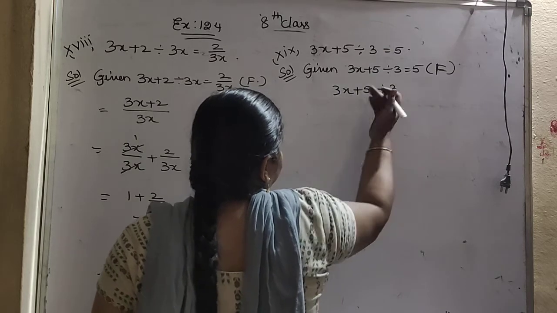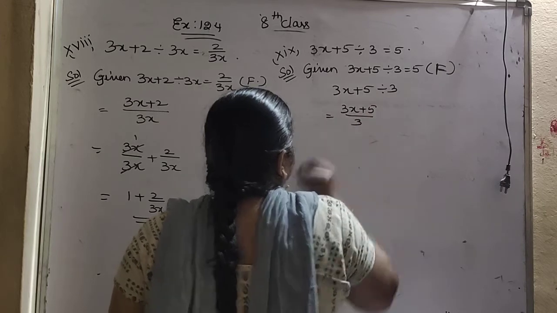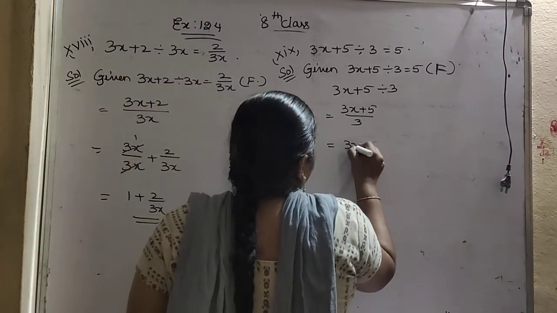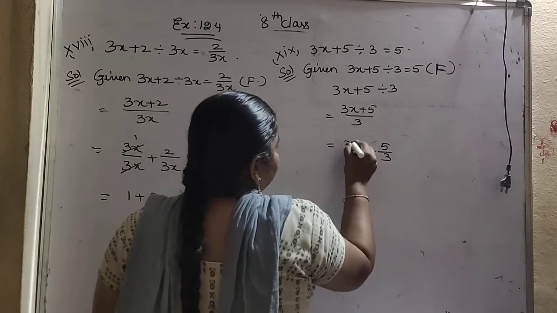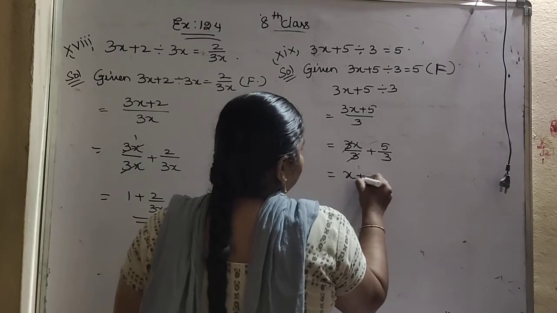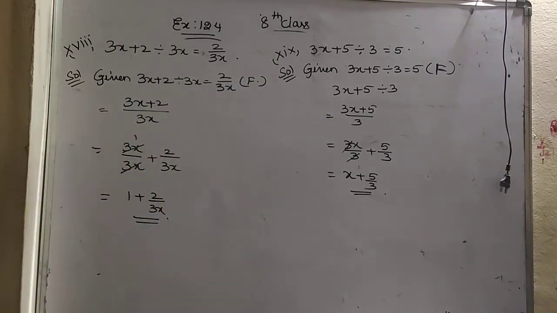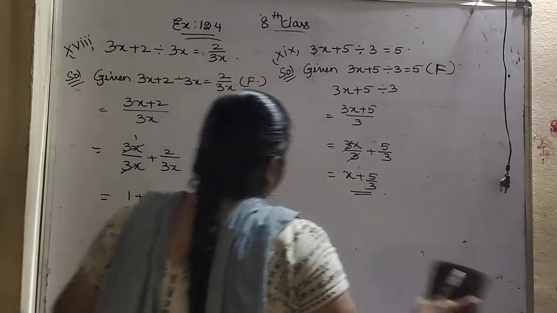I am writing this in fraction form, so (3x + 5) by 3 we can write. So we can split this. That will be 3x by 3 plus 5 by 3. The 3s will get cancelled. So x plus 5 by 3 is our result without having any error. So this is our 19th question. Next is the last one, 20.